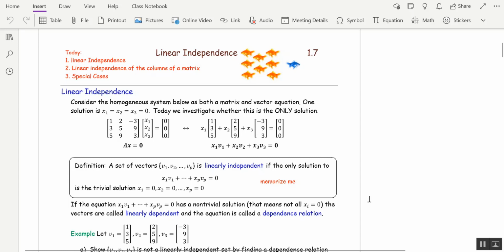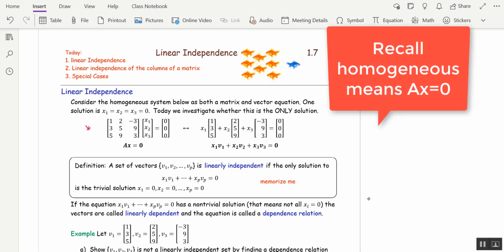This is section 1.7, linear independence. After linear combination and span, this is the most important concept that you'll learn this semester. In this paragraph here, I have two equations, a matrix equation and the corresponding vector equation.